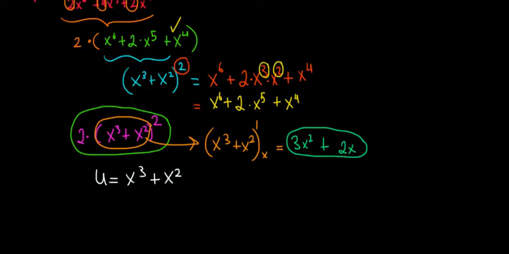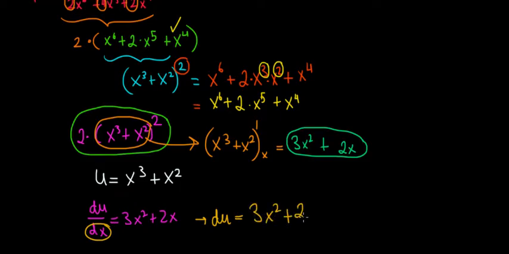We will have the following. We will have du divided by dx, that's just u derivative with respect to x, is equal to 3x squared plus 2x. And to write it in a better way, we will just say that du is equal to this thing multiplied by dx because of the cross multiplication. So we have 3x squared plus 2x multiplied with dx.